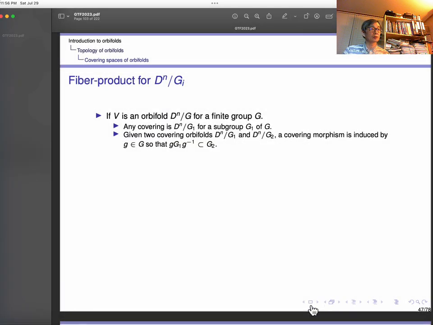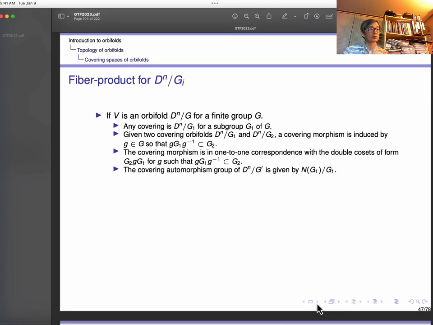So let's go to the case where we talk about the fiber product of a disk modded out by some finite group G. Any covering will be D^n mod G1 for a subgroup G1 of G. For this type of orbifold, given two covering orbifolds D^n mod G1 and D^n mod G2, a covering morphism is induced by any element g such that g G1 g inverse is in G2. If you look at any morphism, you can see that they lift up to D^n, and then this map has to be in G because it covers D^n mod G.